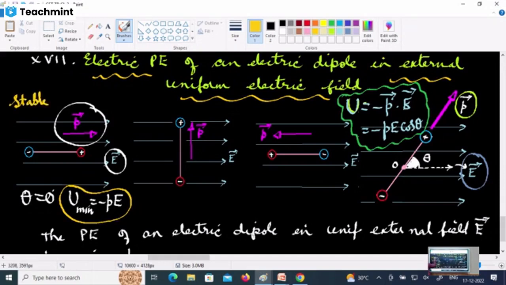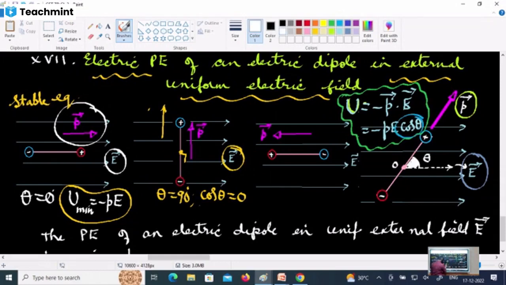Second, in the second case, you see theta is equal to 90 degrees. Dipole moment is that way, whereas electric field is perpendicular to that. Theta is equal to 90, and cos theta is equal to 0. Please note here, when cos theta is 0, the potential energy is 0.